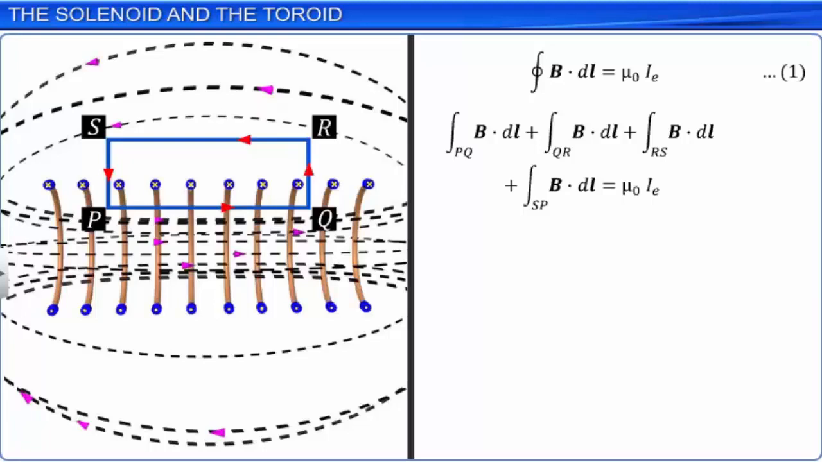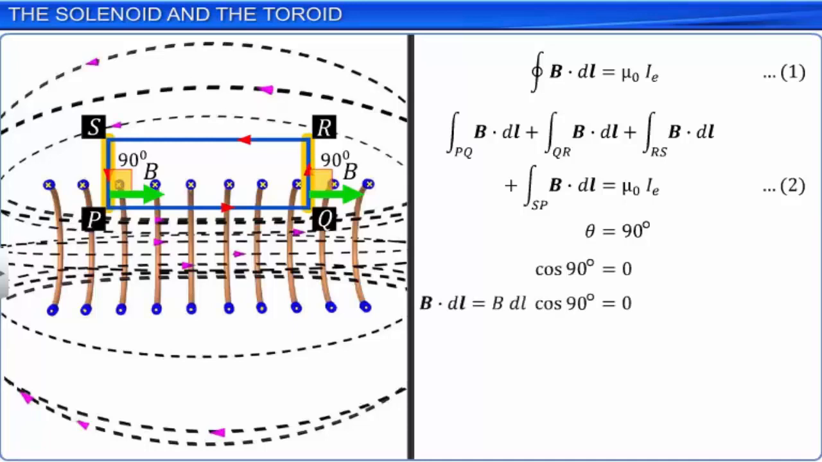The line segments QR and SP of the Amperian rectangular loop are perpendicular to the magnetic field. Thus, the angle between the direction of current through these segments of the loop and the direction of the magnetic field is 90 degrees. As cos 90 degrees is equal to 0, B dot dl is equal to B dl cos 90 degrees, which is equal to 0. Hence, the integral over QR of B dot dl is equal to the integral over SP of B dot dl is equal to 0. Let this be equation 3.